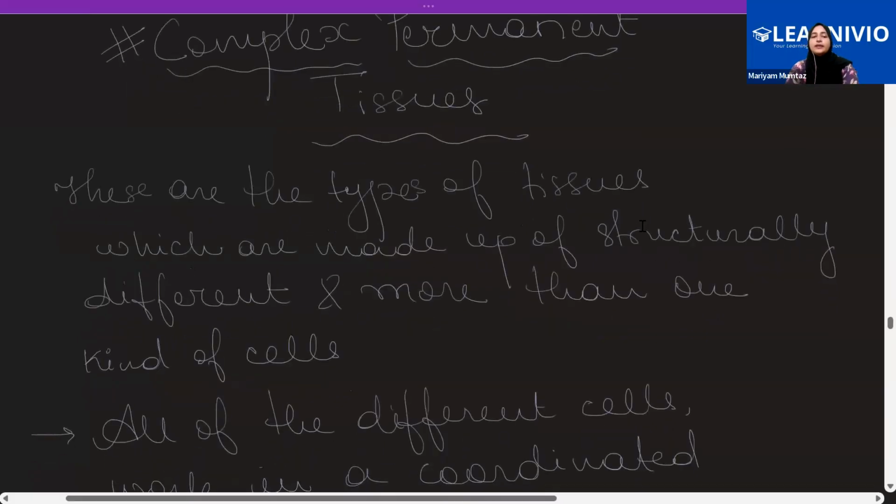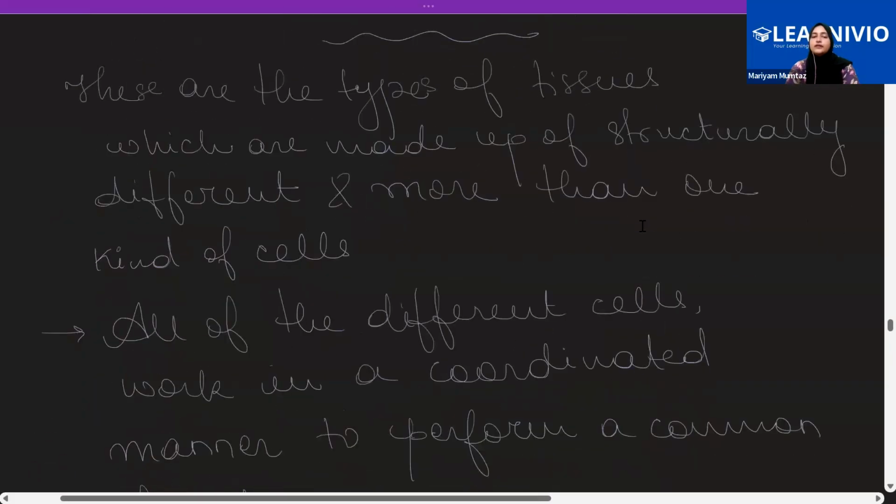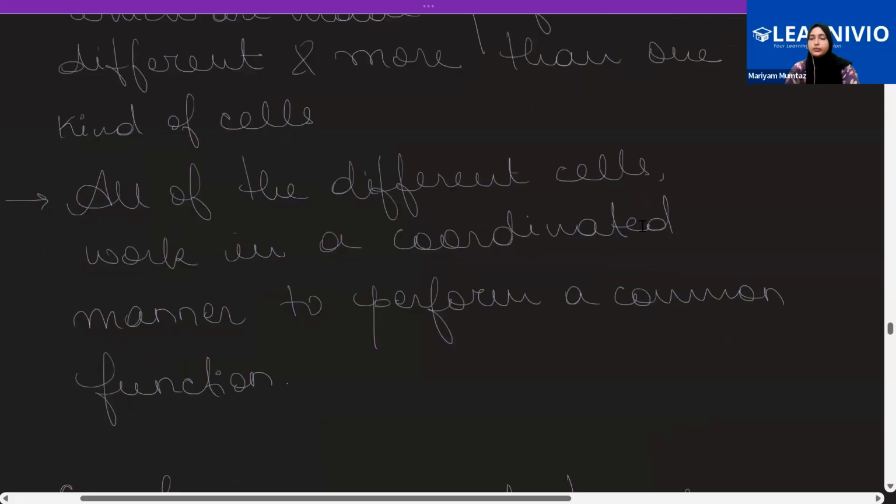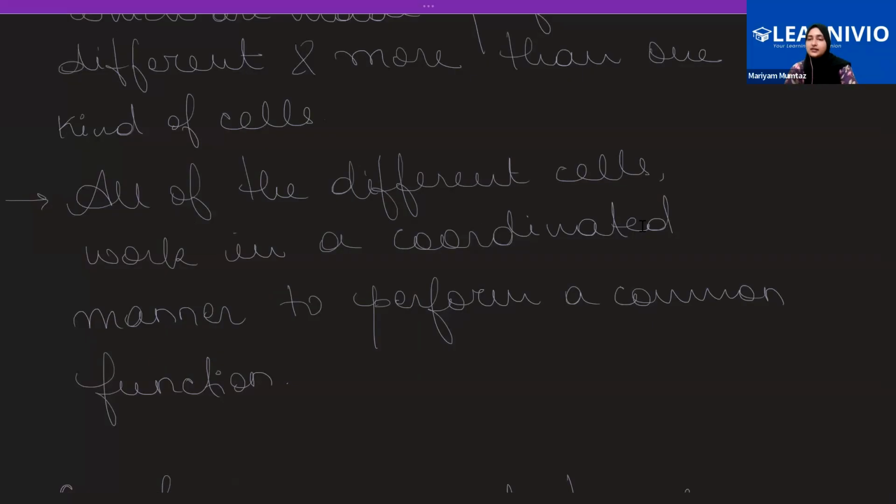When we talk about the complex permanent tissues, all of the different cells in it work in a coordinated manner. It's not that because different cells are present, they'll perform different functions. No, every single cell works together towards a common goal. Okay, so it performs a common function. That is its nature.